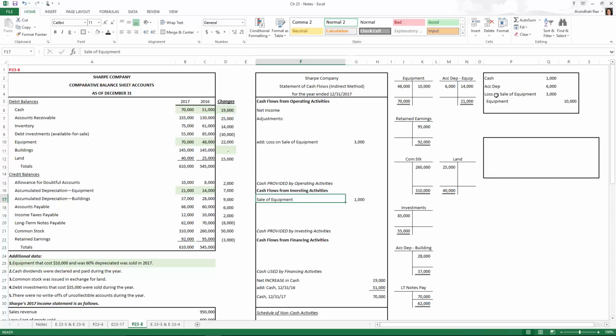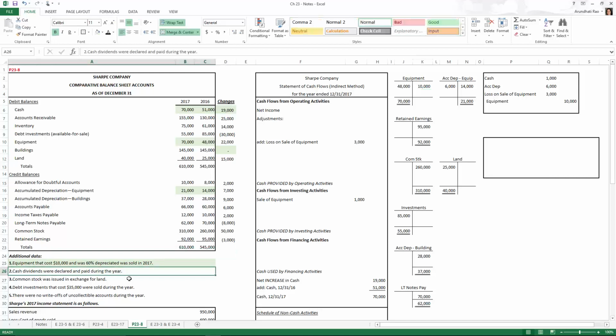Okay, so once again, cash debit, that came in over here. Accumulated depreciation debit, I put that into the T account. Loss on sale of equipment, I put that in the operating activity section to take it out from the net income number. And equipment credit, I put that in the T account in order to update that particular account.